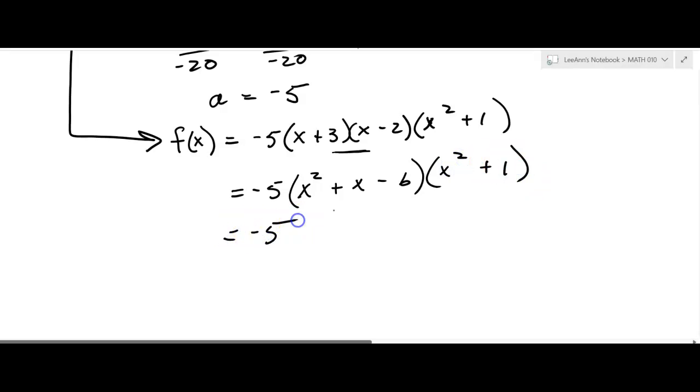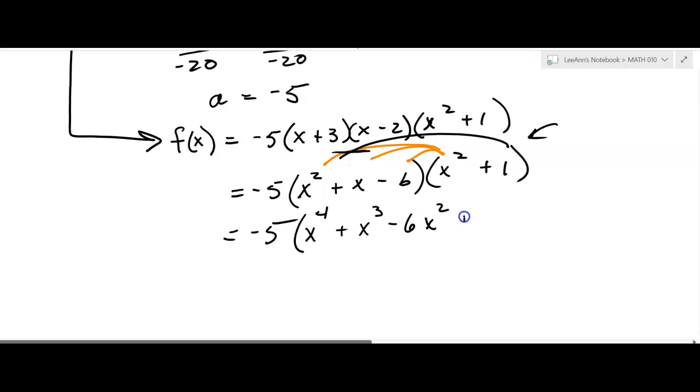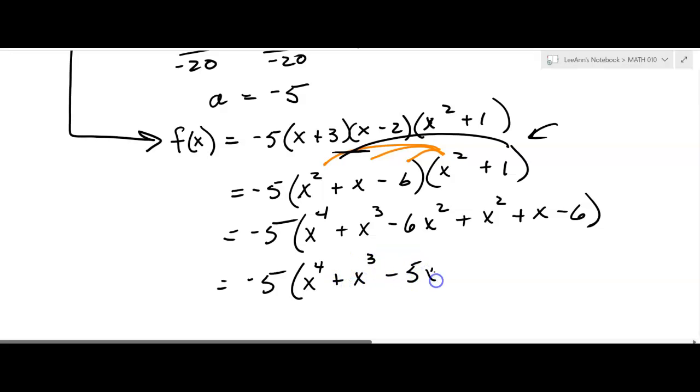And then I'm going to multiply the binomial in the back here times the trinomial. I'll get x to the 4th. So I'm going to multiply x squared times each of these terms. That's going to give me x to the 4th plus x cubed minus 6x squared. And then I have to do the 1 times each of them, so plus x squared plus x minus 6. And if I simplify, I'm going to have x to the fourth plus x cubed minus 5x squared plus x minus 6.